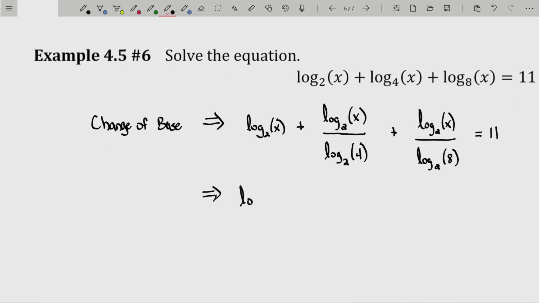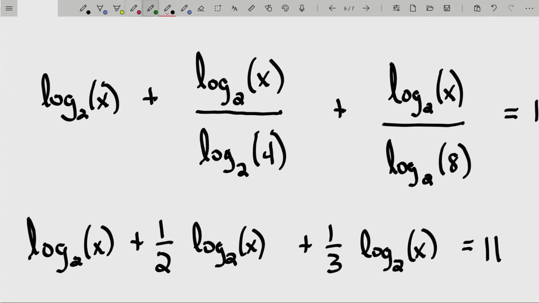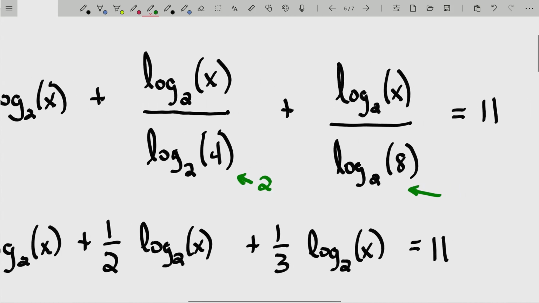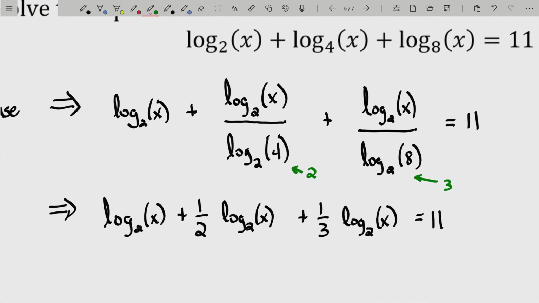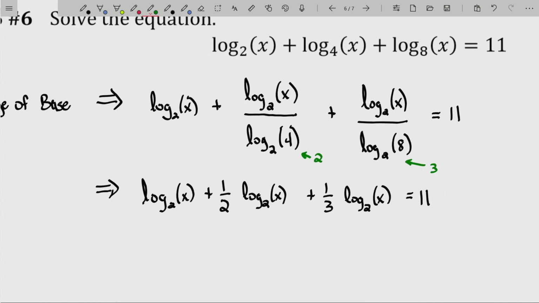This will imply log base 2 of x plus 1/2 log base 2 of x plus 1/3 log base 2 of x is equal to 11. Now the question you might have is, how did I get the 1/2 and the 1/3? That is because, again, log base 2 of 4: you're asking yourself, what power would you raise the number 2 to become 4? Well, 2 squared would become 4. And this one is asking the same style of question. What power would you attach to 2 to make it become an 8? Well, 2 to the 3rd is 8. So that's why it's 1 over, because they're in denominators, but that's why I get the 1/2 and the 1/3.